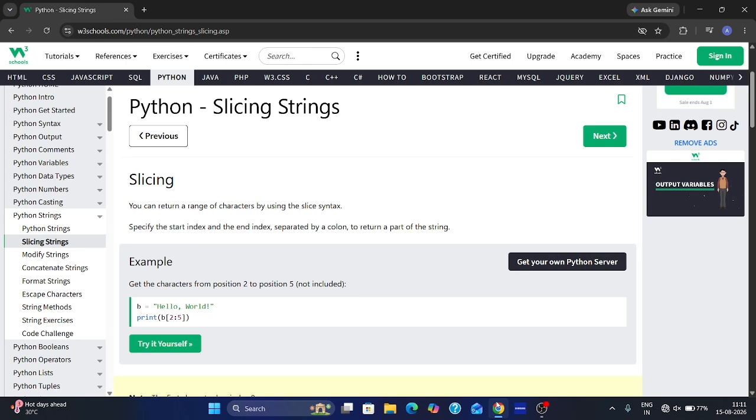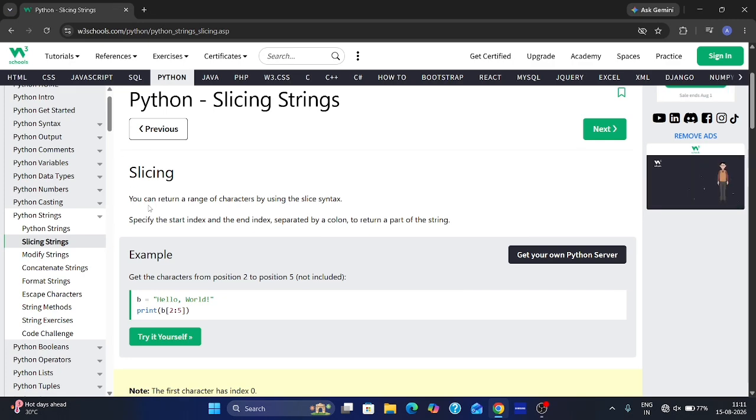So in this lecture, we are going to see slicing strings. What is slicing in Python? Basically, it is in strings. So let's start our lecture.